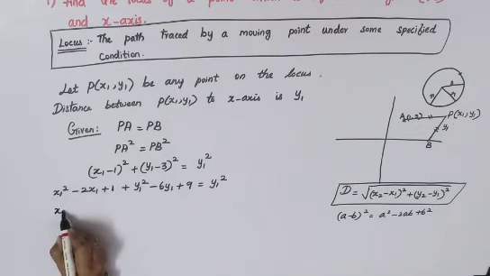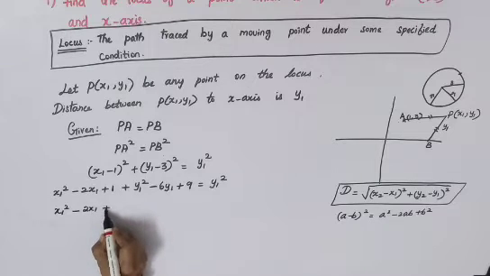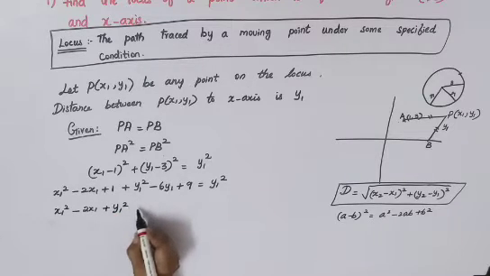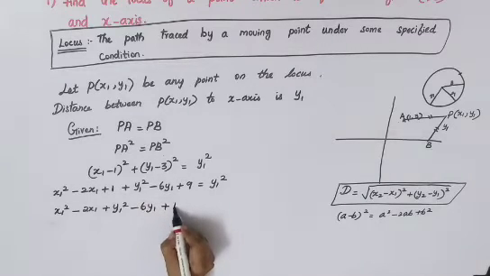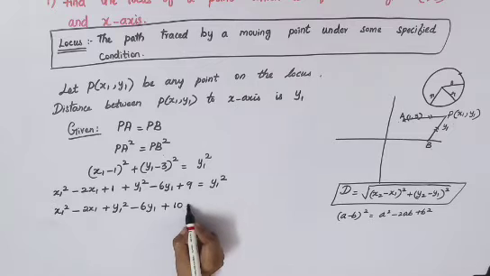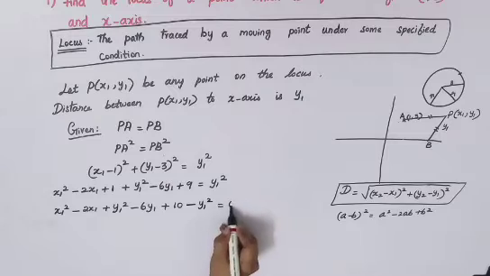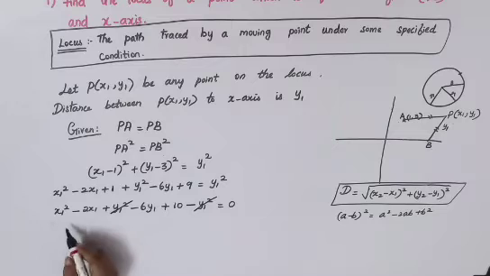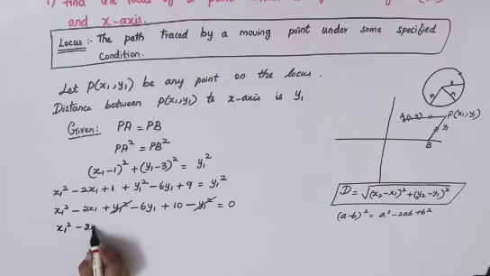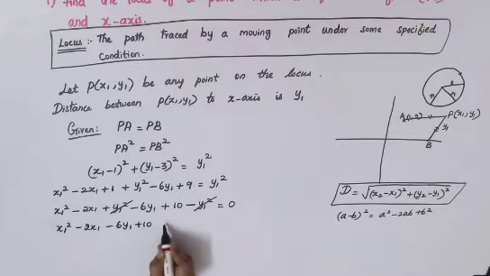Next step of solving: x1 square minus 2x1 plus y1 square minus 6y1 plus 1 plus 9, you get 10. I'll bring this y1 square to this side, so it becomes minus y1 square, equal to 0. Now you can cancel the y1 square with the plus y1 square. The left out part will be x1 square minus 2x1 minus 6y1 plus 10, which is equal to 0.